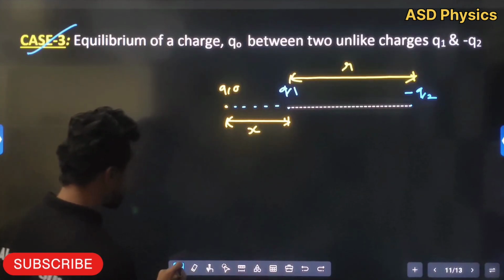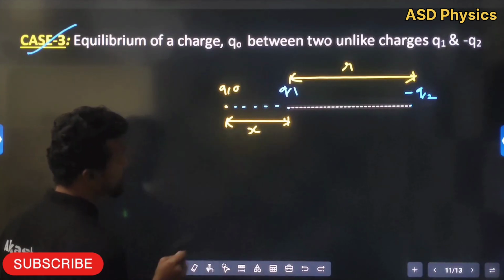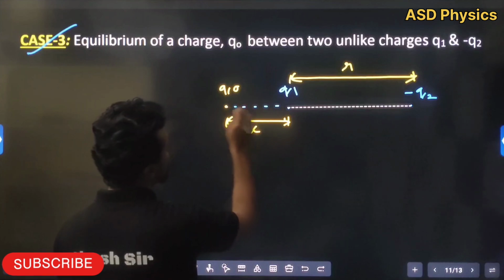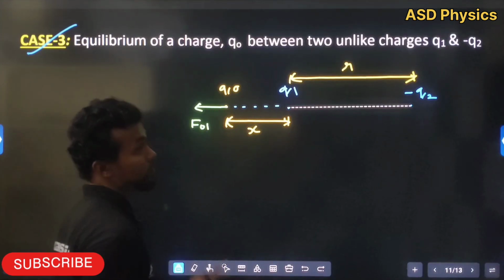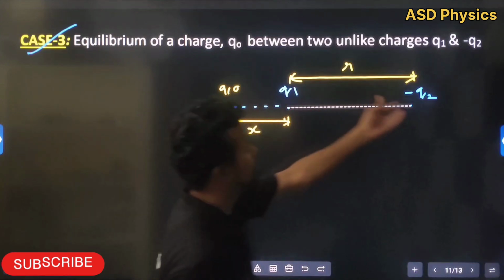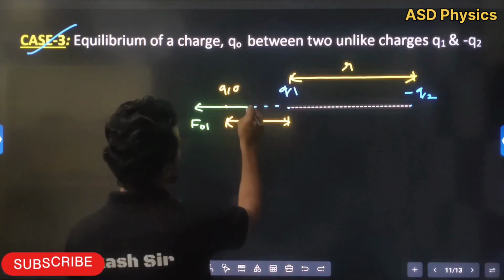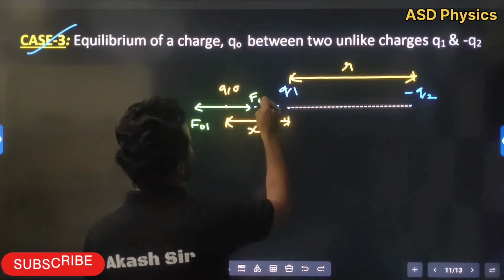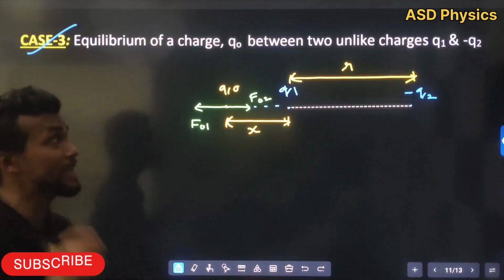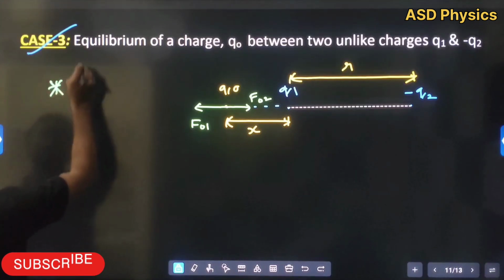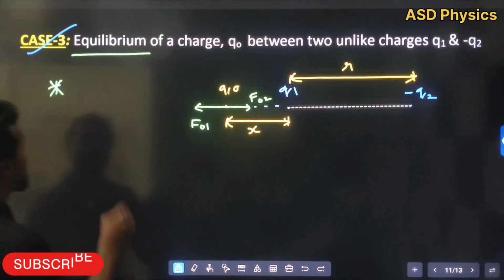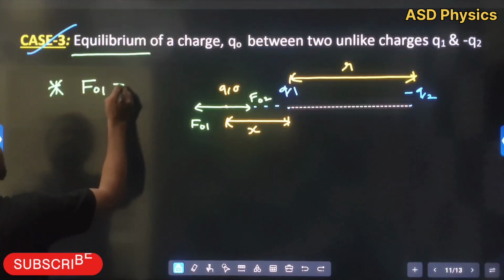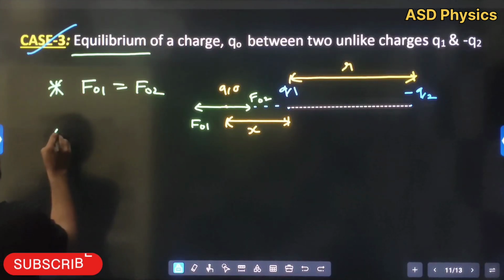Okay, so again let's draw the forces, students. What forces will be there? Force on Q0 due to Q1, in which direction? Repulsive force, so F01. Similarly, force between Q0 and minus Q2 is an attractive force, in this direction, and I will write F02. Again, for the equilibrium of the charge, both these forces should be balanced. So this F01 should be equal to F02.